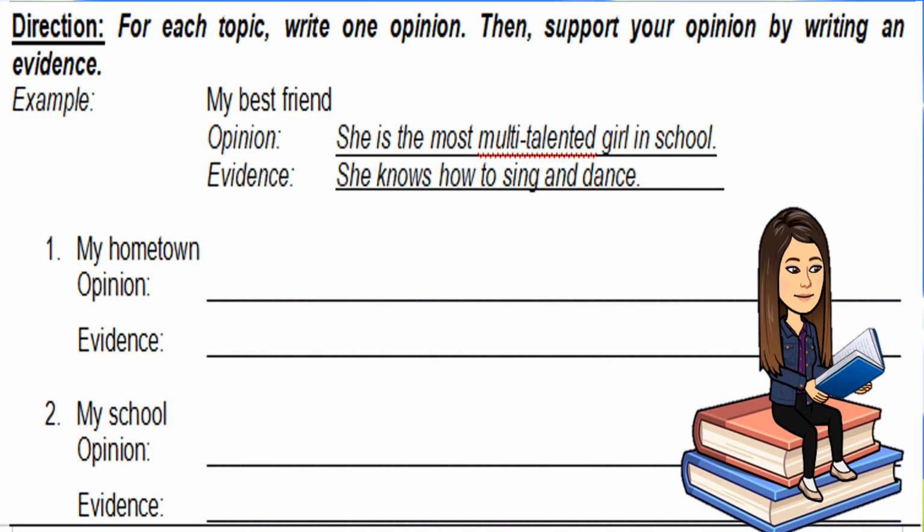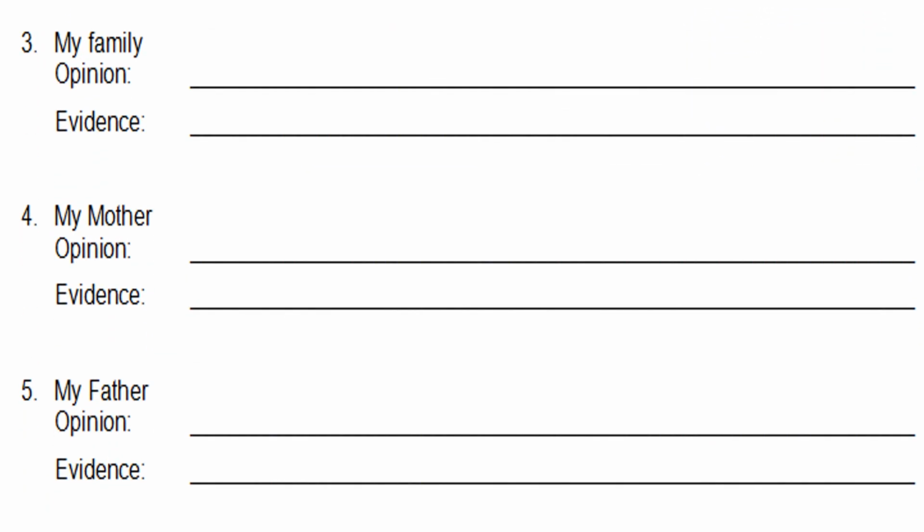How about number 2? My school. My school is big. Your evidence is we have three 4-story buildings. Okay, so that can be big because you have three 4-story buildings. You can always think of any evidence or any opinion that you can do. Now let's do the next set of topics for 3, 4, and 5.